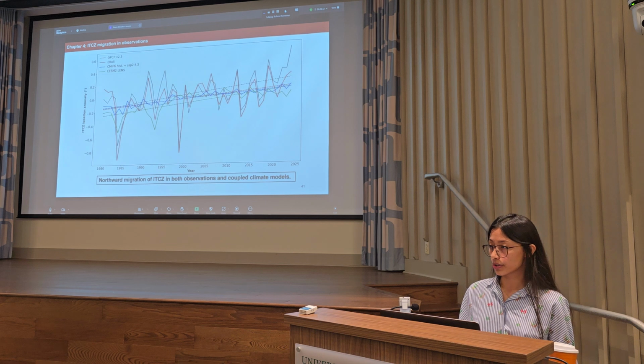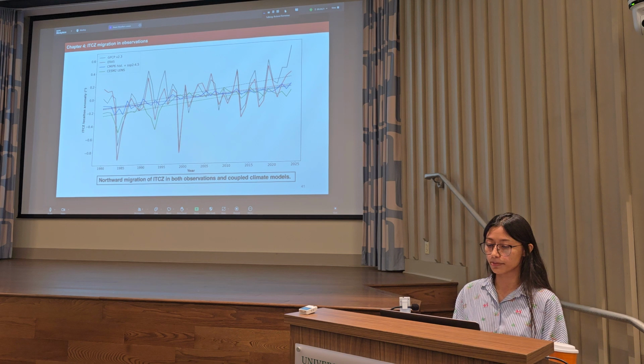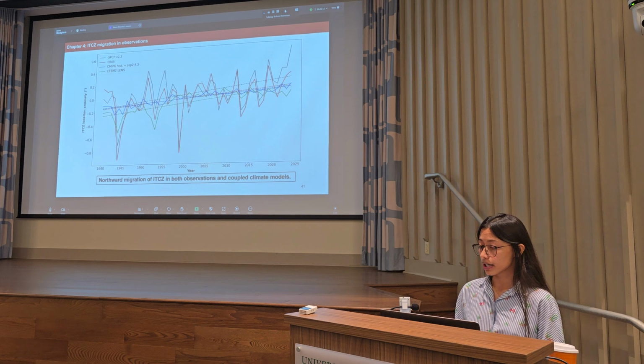And this northward migration of the ITCZ that we saw in the coupled models is also a significant feature in the observations based on the Global Precipitation Climatology Project, GPCP version 2.3, in this plot represented by the black line, and the ERA5 reanalysis again represented by the red line. And also for our 100-member CESM large ensemble, we do find a northward migration of the ITCZ.